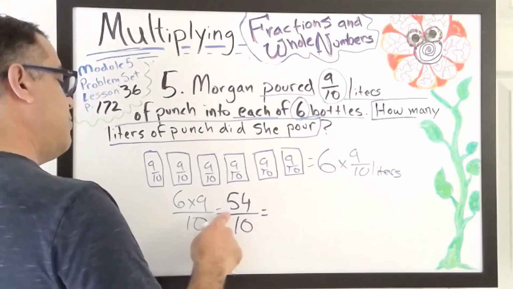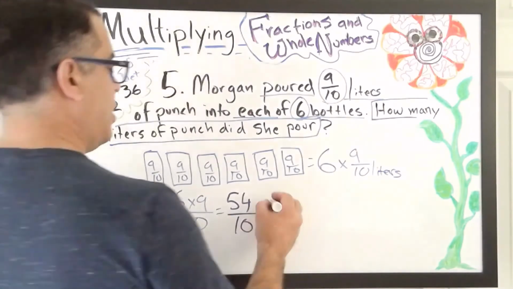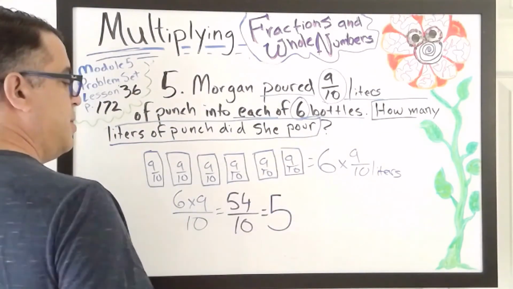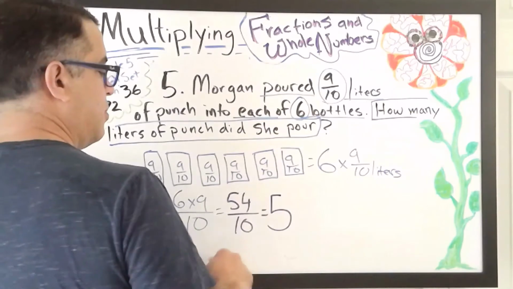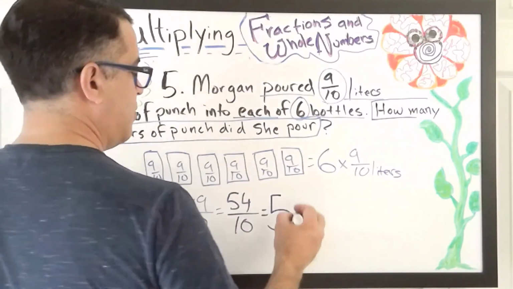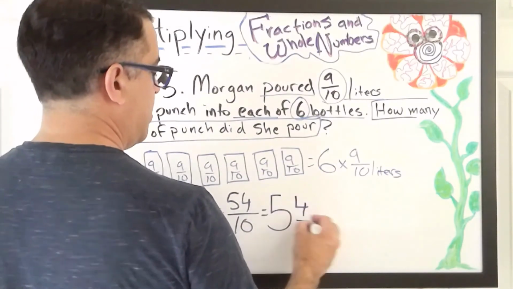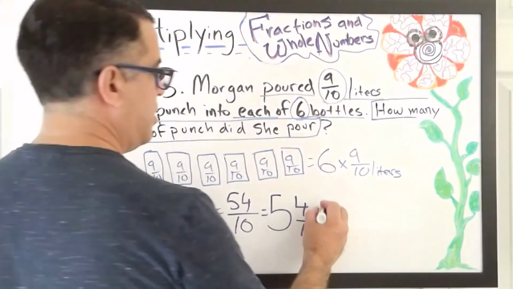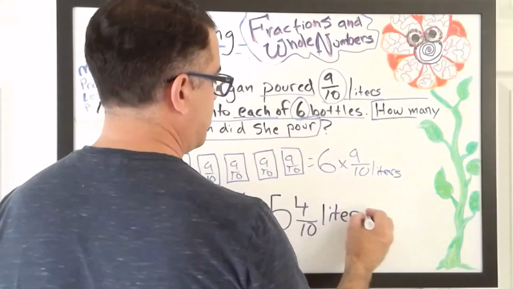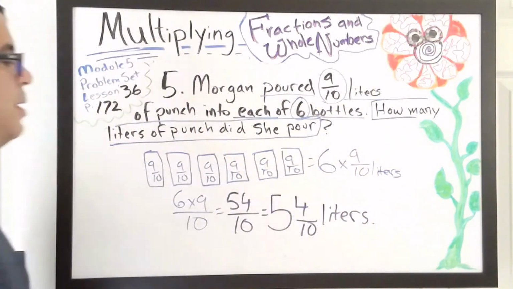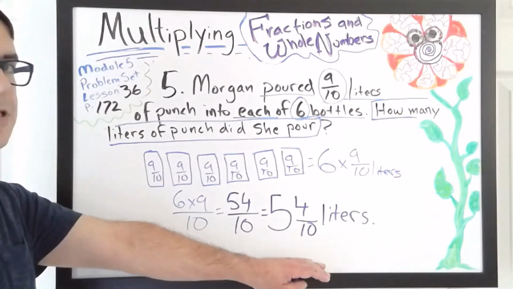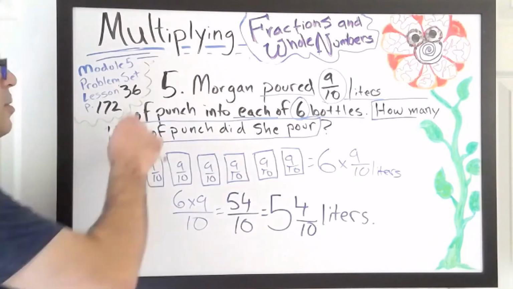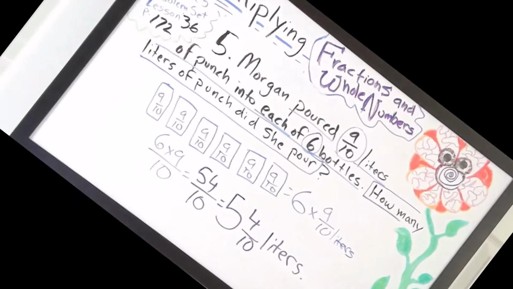I know that 5 times 10 is 50, so I have at least 5 whole numbers here. There are 5 sets of 10 in 54, and what is left over? Well, 54 minus 50 is 4. Back over the denominator, the remainder is 4/10, and it's in liters. Okay, I want you to look at each one of those word problems and try to solve and come up with a mixed number like this. Good luck. Now I'm going to move on to lesson 37, and that'll be it for this particular video.